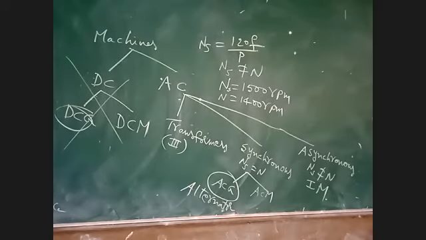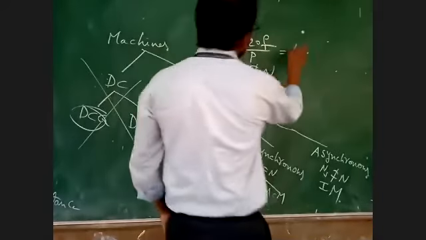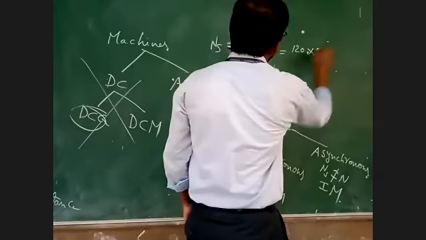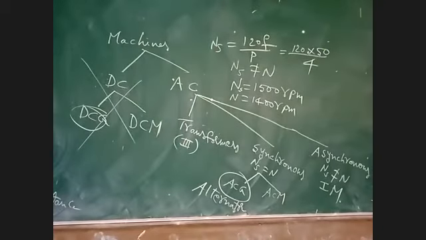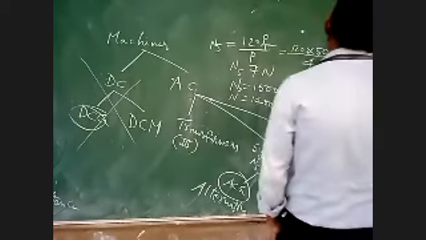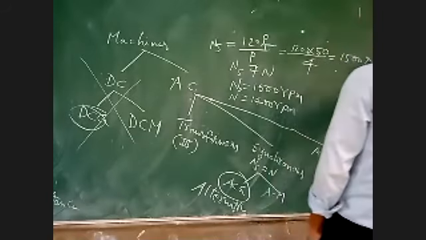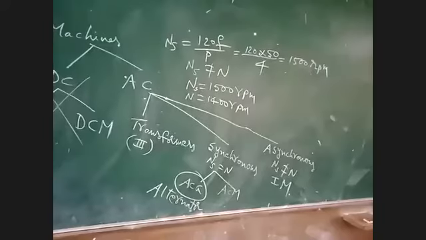Suppose P is equal to 4 poles and the frequency is 50. Number of poles are 4: north pole, south pole, north pole, south pole. What is the speed? Is it 1500 RPM? Yes, sir. The speed of the machine is 1500 revolutions per minute.